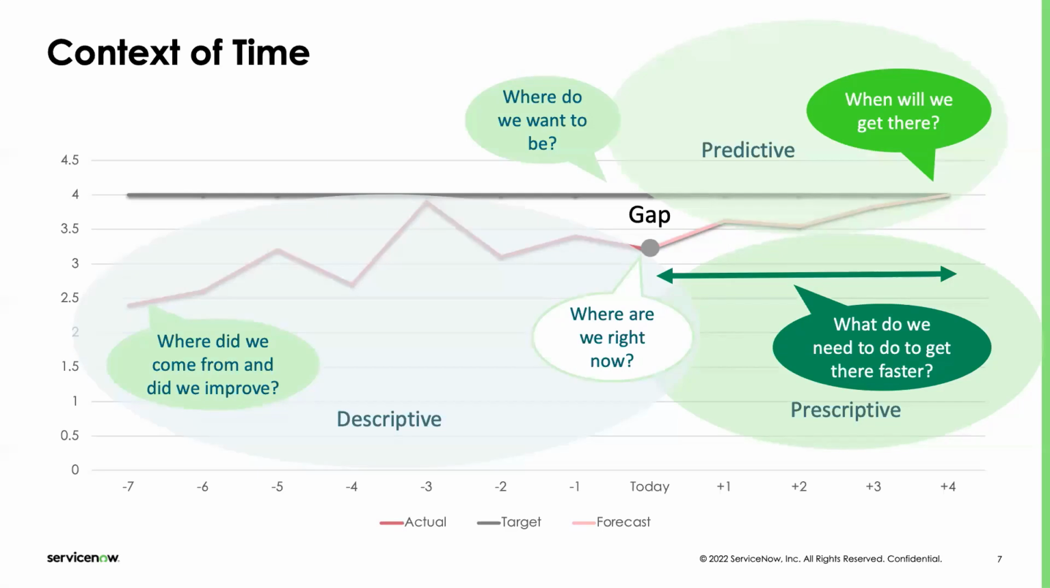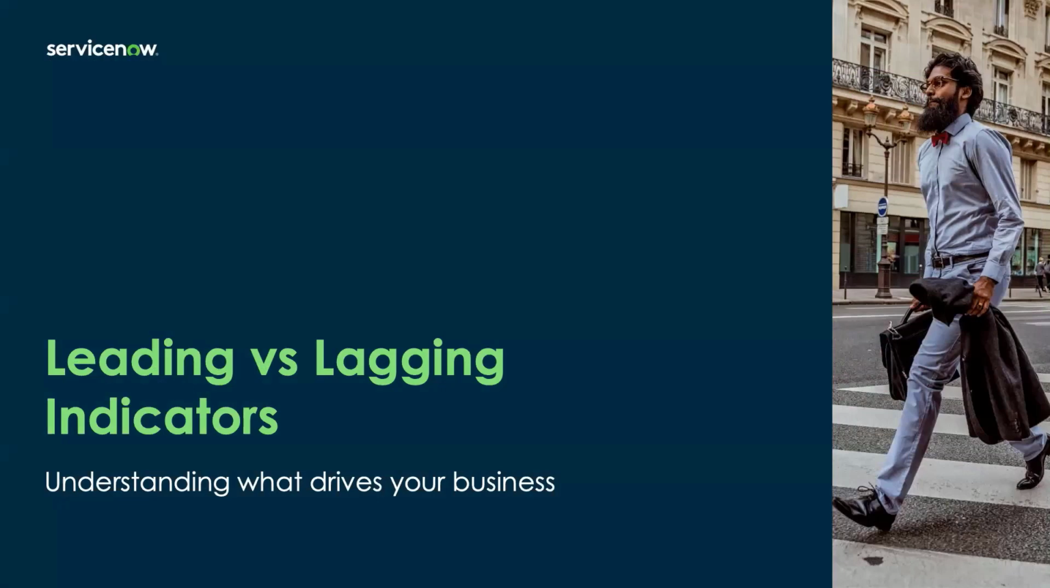Now, in order to understand where you can find measures for improvement, you need to understand how you can impact the performance or the behavior of people. And in order to understand that, we typically use the concept of leading and lagging indicators. And leading and lagging indicators can help you focus on what's important to drive or to improve your business performance.